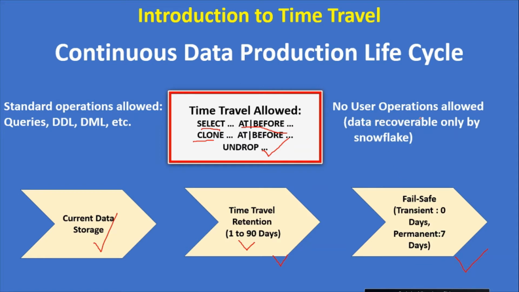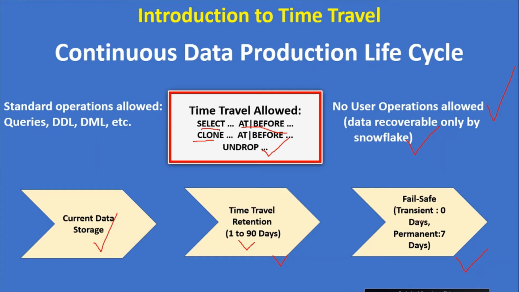And the third stage of the continuous data protection life cycle is fail safe. No user operations are allowed here; everything will be done by Snowflake itself. Data is recoverable only by Snowflake. Basically, the moment the time travel period is over, those objects will be moved to fail safe. From here onwards, if you want to retrieve the data from this stage, we are not able to do that. We need to contact Snowflake, and Snowflake people will do it on our behalf.